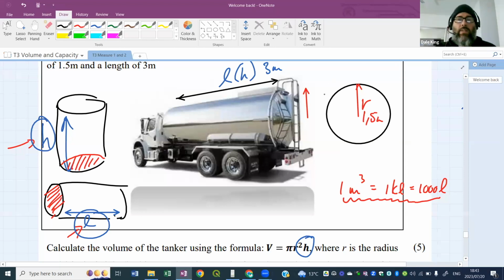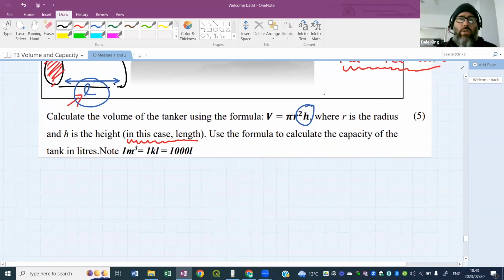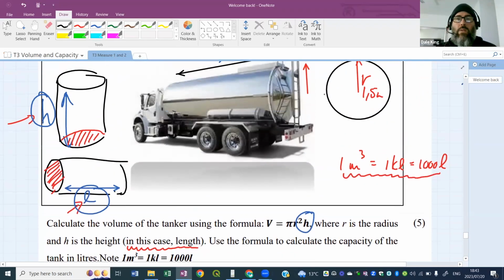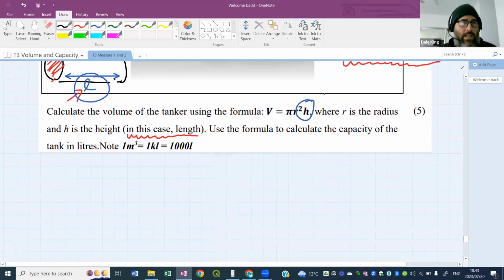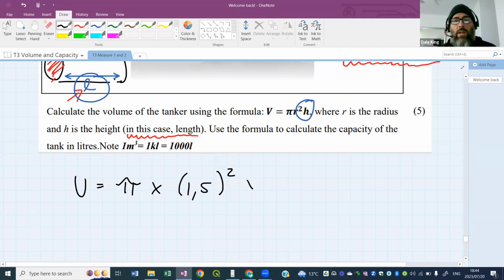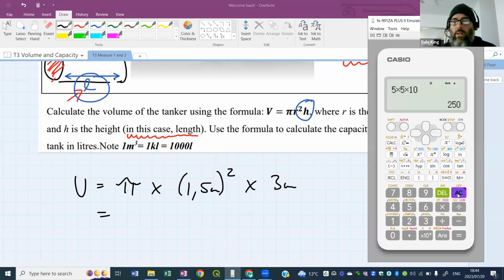All right, let's have a look. First, we need to calculate volume, and then we need to change it to capacity. Okay, so the radius is 1,5. The height, in this case, length is 3. So volume is equal to pi. We're going to say 3,142 for that, times the radius, which is 1,5, that must be squared. And the height, they say here, is 3 meters. I need to work this out on a calculator. All right, calculator, come here, do the work.